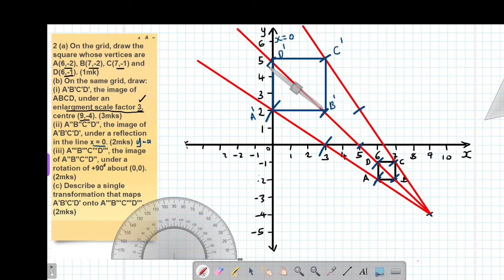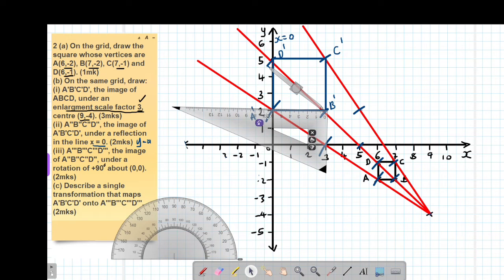Of course, the easiest way of performing a reflection, you can use a set square. You simply ensure that the set square is perpendicular to the mirror line, which in this case is the y-axis. So if I align this one here, then you are simply going to move it. Let me try to elongate this particular set square. The movements are supposed to meet the mirror line at 90 degrees.